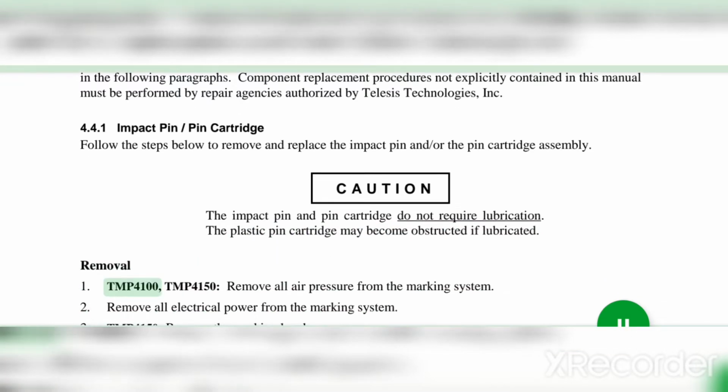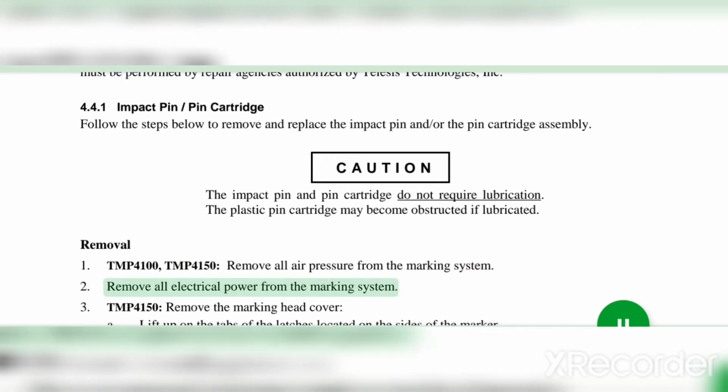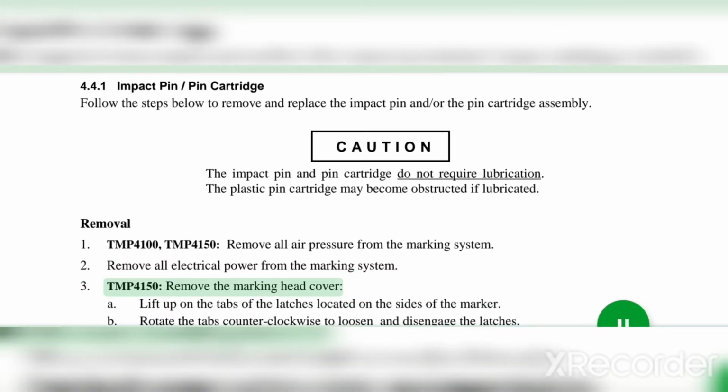Removal. 1. TMP 4100, TMP 4150. Remove all air pressure from the marking system. 2. Remove all electrical power from the marking system. 3. TMP 4150. Remove the marking head cover.